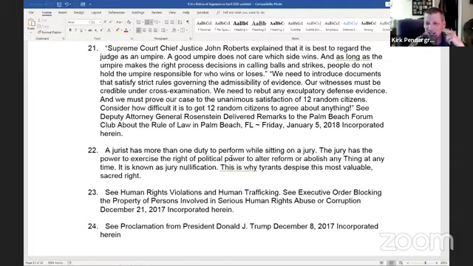Now, he's lying here, but this is a quote. I'm quoting him from right here. We need to introduce documents. That's sui juris. Administrative duties. We have to introduce documents that satisfy strict rules of evidence. And I'm going to show you that here in just a minute.